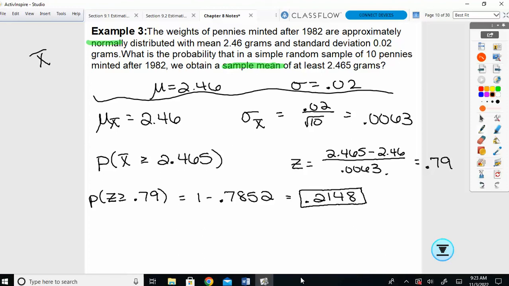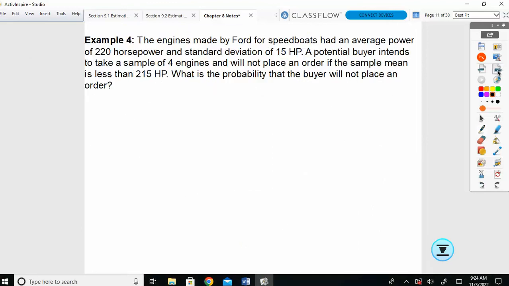And so we should get 0.2148. Right, so the only difference on these problems, when I talk about the sample means, is you have to find your mean and standard deviation for the sample means, and then it's exactly as before. Change it into a Z, read your probability from the table. Okay, so that is the only switch. Let's try a couple more of these.